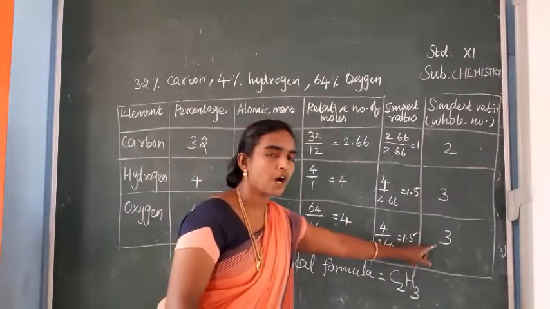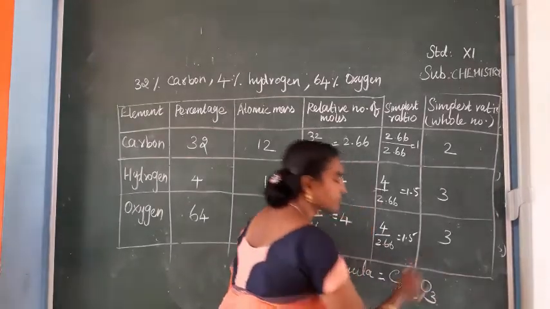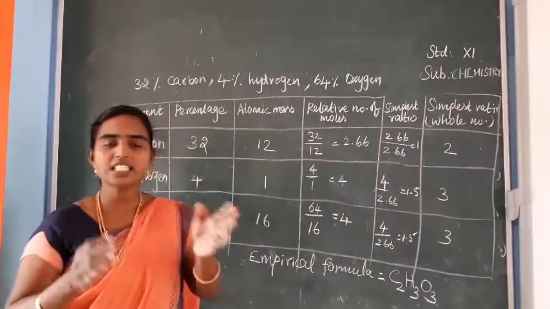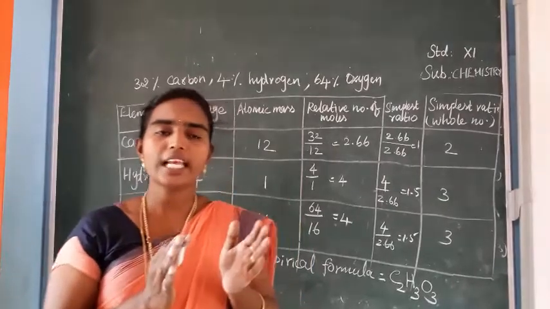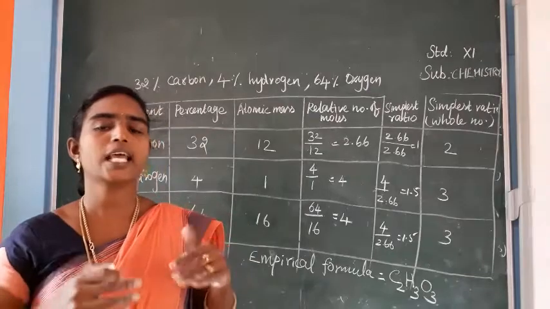Oxygen, the last box we got, it is 3. So O. Is it clear? So this is the way of calculating the empirical formula of a compound. Is it clear? So once again I am revising.